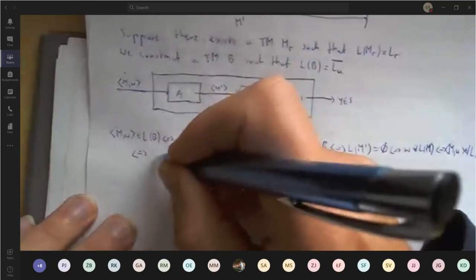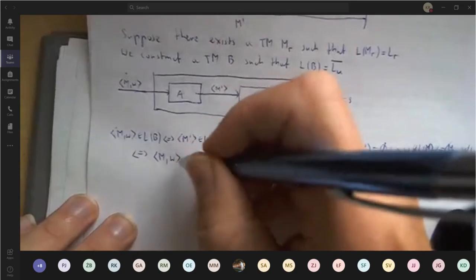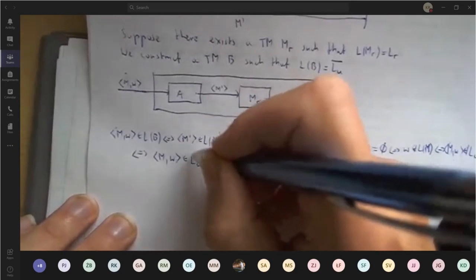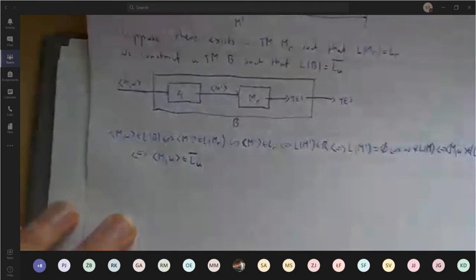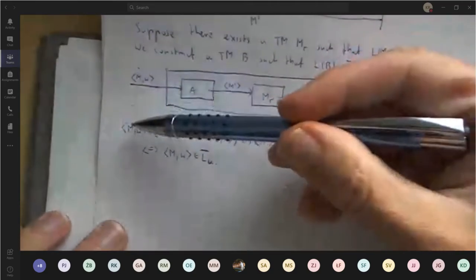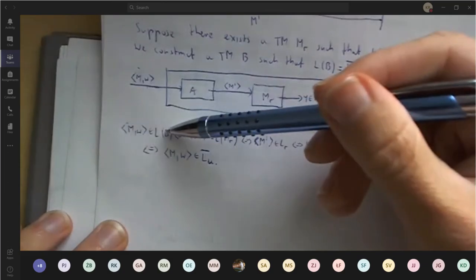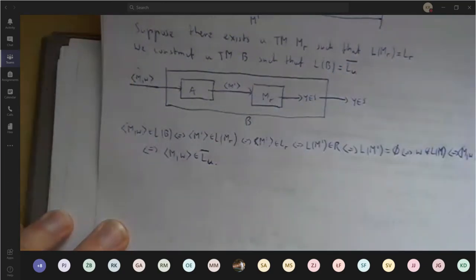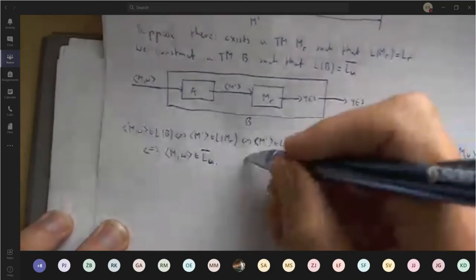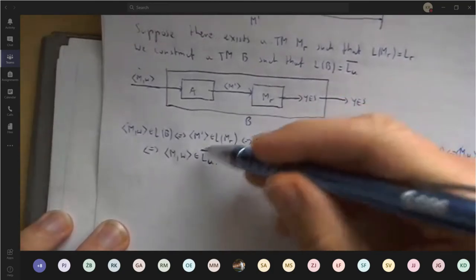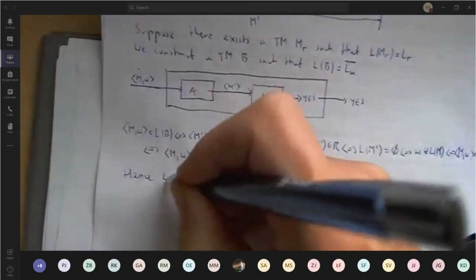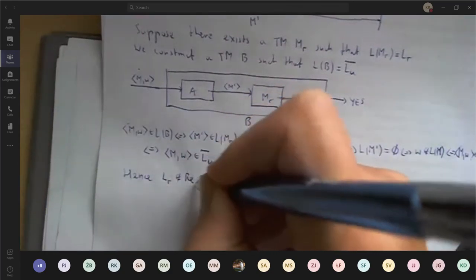And by the definition of the universal language, that means that the pair MW does not belong to LU, so it belongs to the complement. So we have shown that MW is accepted by B if and only if it belongs to the complement of the universal language. So the language of B is the complement of the universal language. This is a contradiction because we know that this language is not recursively enumerable. So this assumption was false. So this language is not recursively enumerable.